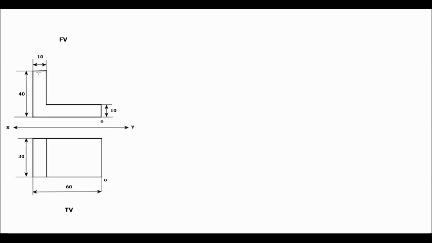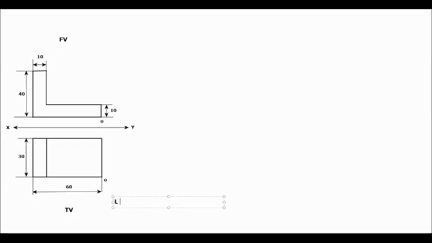In the front view, the object looks like an L-shaped plate. The origin point in the front view as well as in the top view is given. As per the origin point, your front view lies on the left side of the origin. Now for drawing the object, first we require the length, height and width of the object.